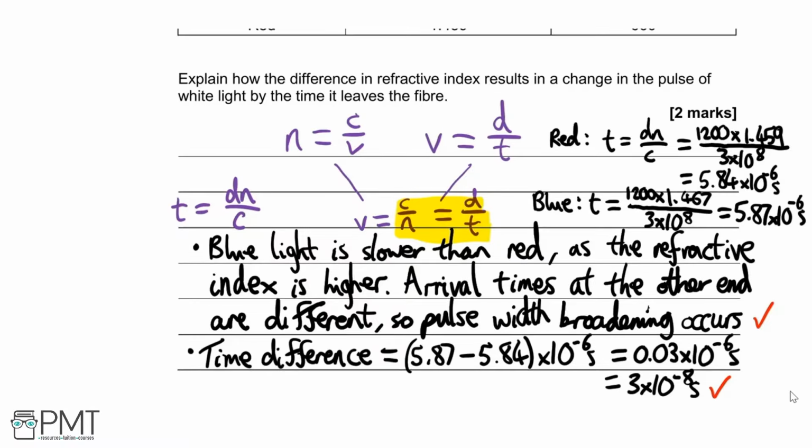Just as a side note, you'll want to refer to this as material pulse broadening rather than pulse width broadening. That's what the mark scheme wants from you. It's better to be using the exact correct terminology so there's no uncertainty with the examiner.